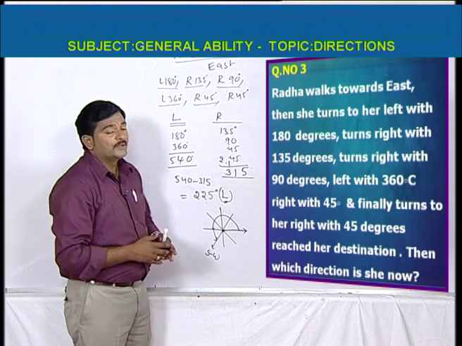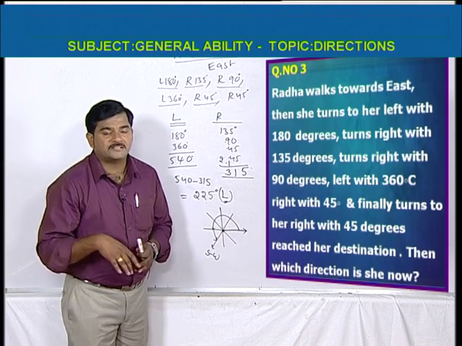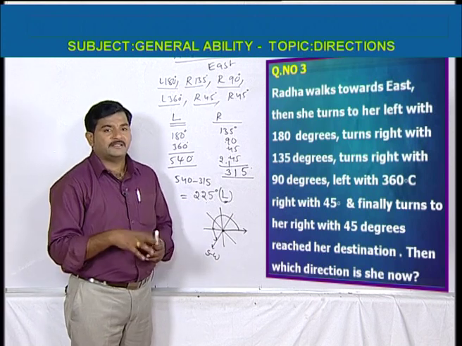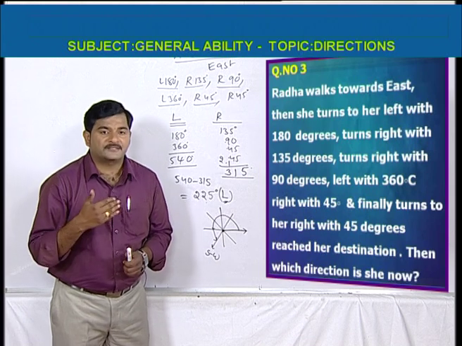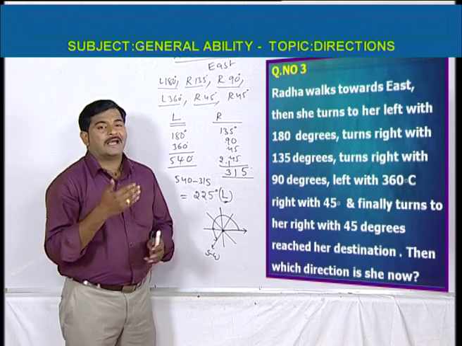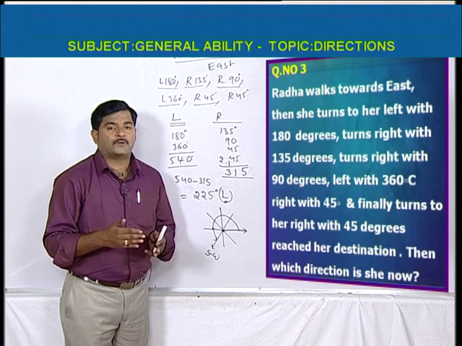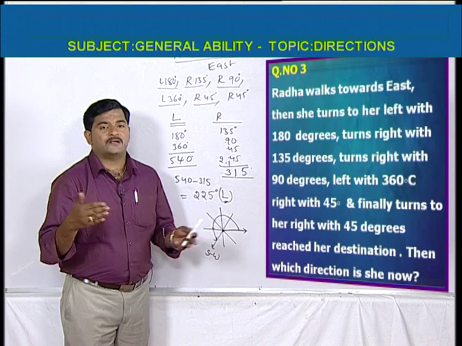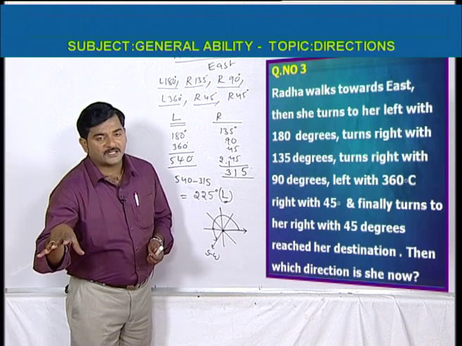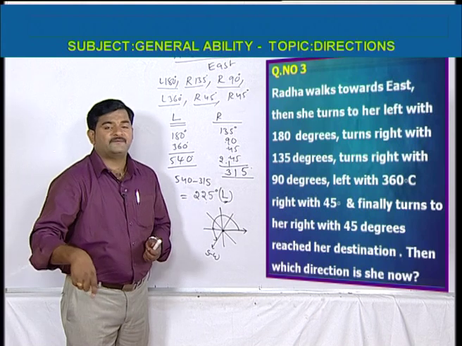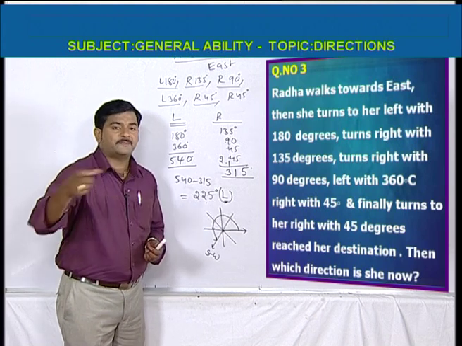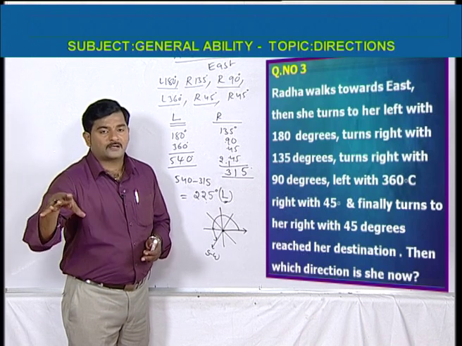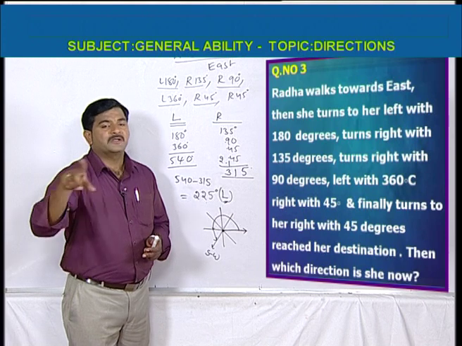Whereas in this model, lefts and rights are given with certain angles: left with some angle, right with some angle. Whenever he gives it like that, simply what you have to do is add all the left side angles, add all the right side angles, and then find the difference. If you get the difference in left, you need to apply it to the initial direction from the left side. And if you get it in right, you have to apply this angle to the initial position from the right side.